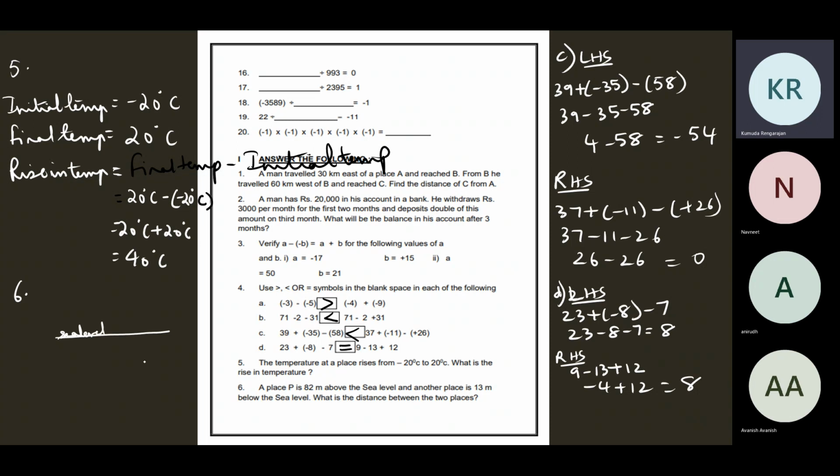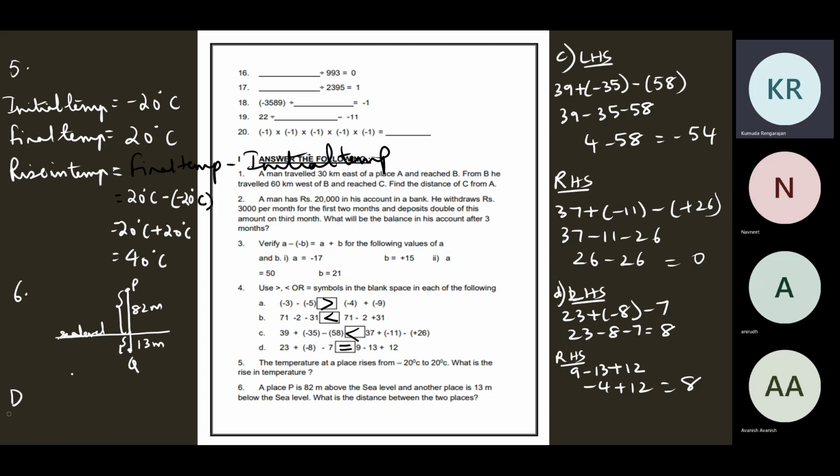So there is a place P, 82 meters above the sea level. And another place is 13 meters. Okay, we'll just call the other place Q. There's another place Q, which is 13 meters below the sea level. So the distance between the two places, distance PQ.